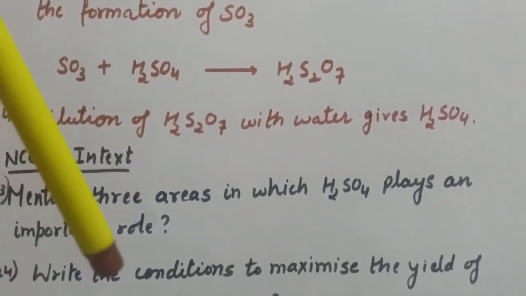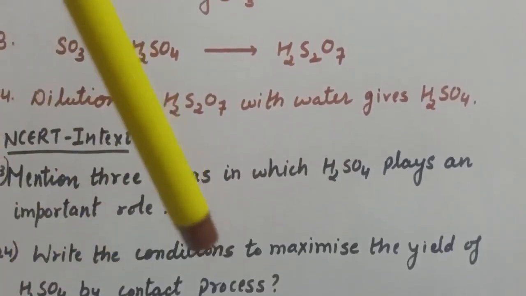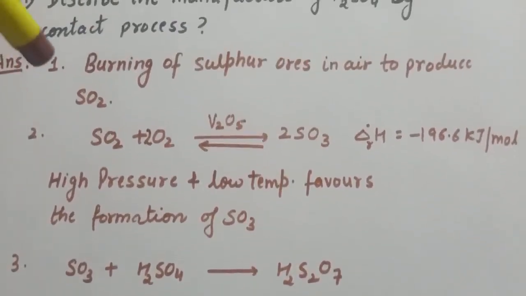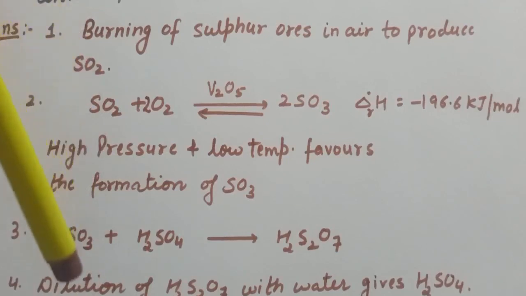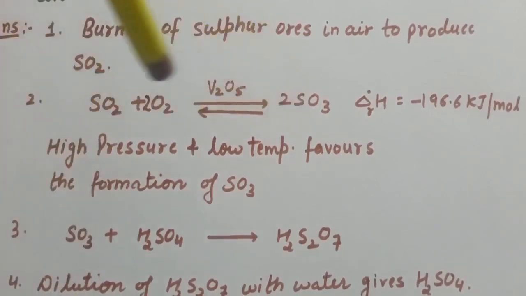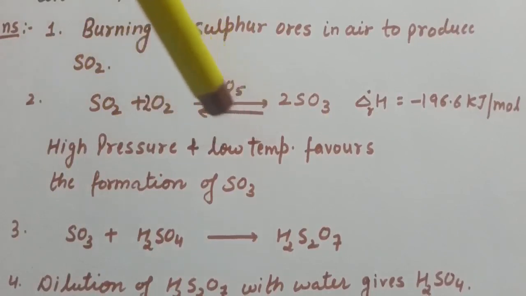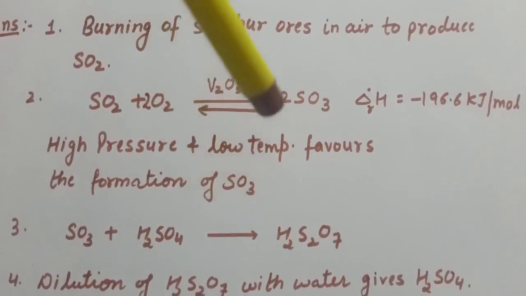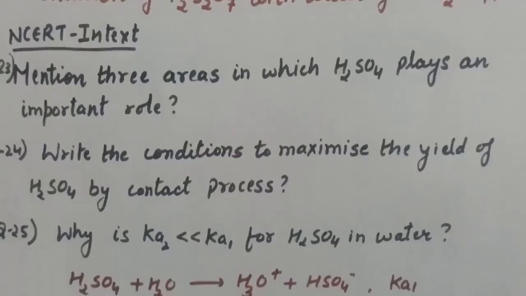Next question is, write the conditions to maximize the yield of H2SO4 by contact process. So this we have already discussed in question number 1. These are the 4 steps in the manufacturing of H2SO4, and in the second step, if we increase the pressure and use low temperature, this favors the formation of SO3, which results in increasing the production of H2SO4.